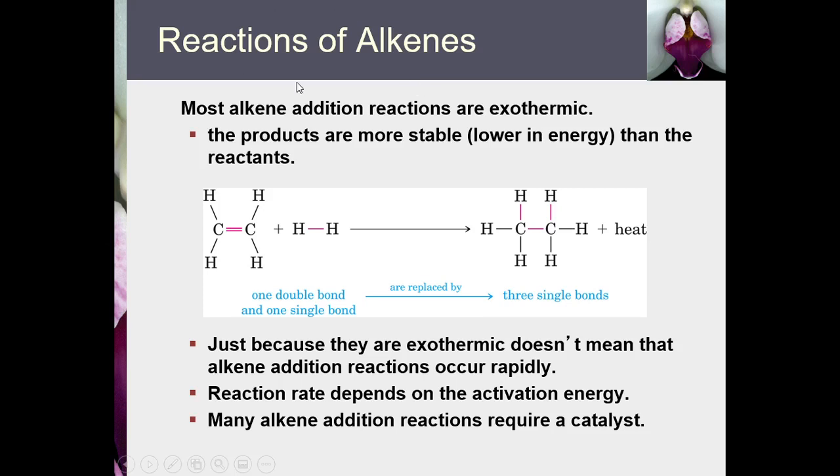So, most alkene addition reactions are exothermic. So, the products are more stable and in lower energy than the reactants. Kasi dito, one double bond and one single bond are replaced by three single bonds. And generally, the three single bonds here are stable. Mas bababa yung energy nila. So, the lower the energy, the more stable. And in the process, it releases heat.